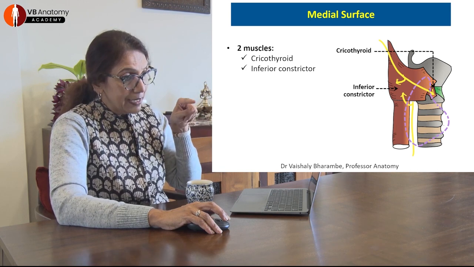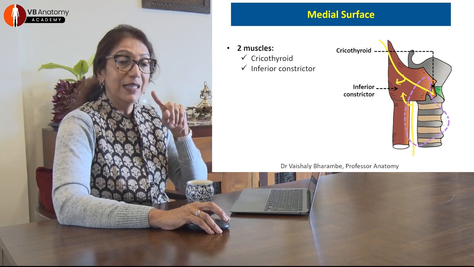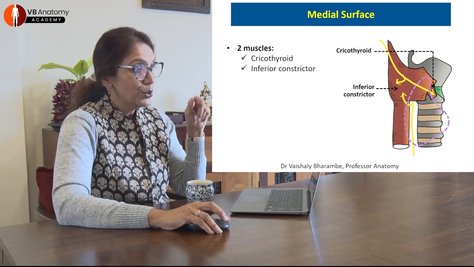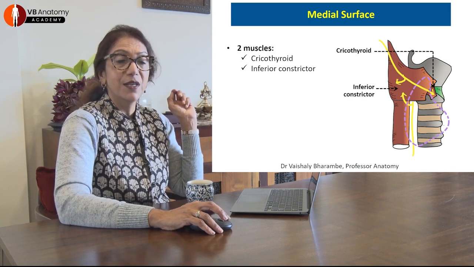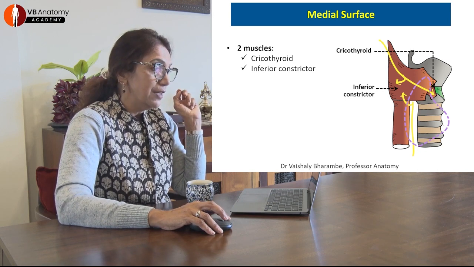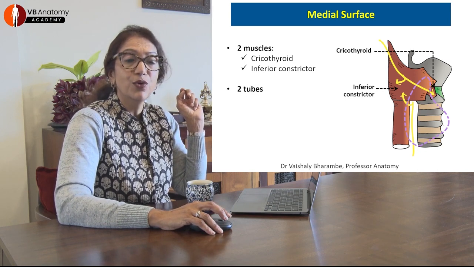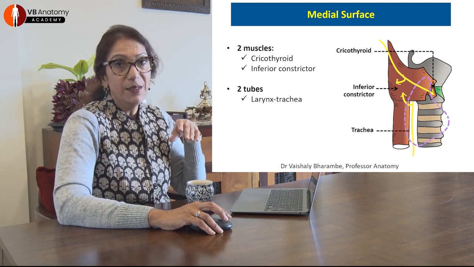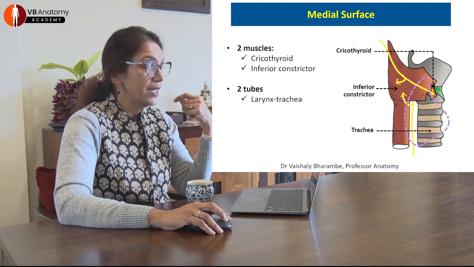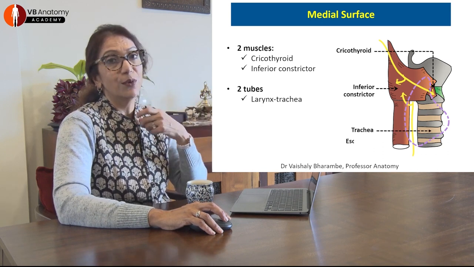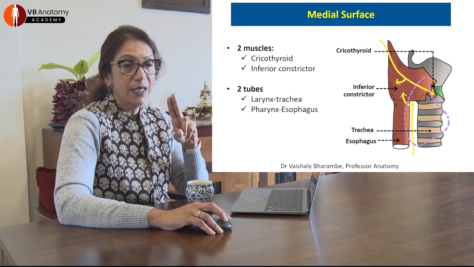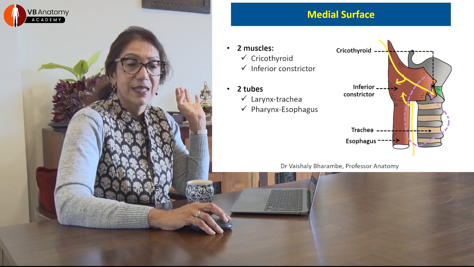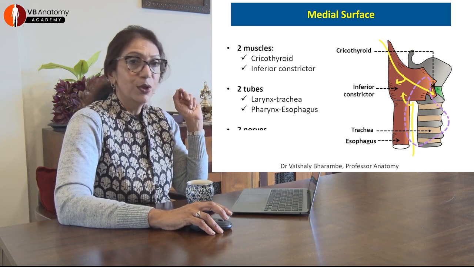Students, the dotted line that you are seeing is the thyroid gland. So you can see how the apical region is related to cricothyroid and inferior constrictor. It's related to two tubes. What are the two tubes? Larynx and trachea. Larynx continuing down as trachea and pharynx continuing down as esophagus. So it's related to two tubes, larynx, trachea and pharynx, esophagus. Clear? Now let's go to the two nerves.